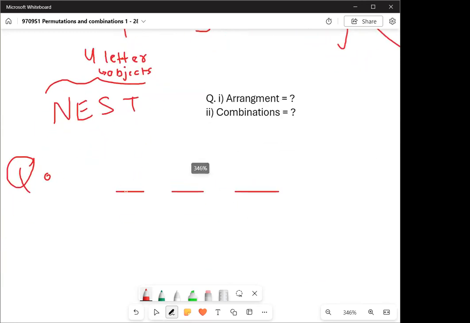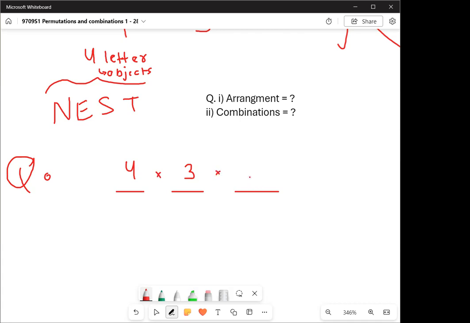So in the first place I can put 4. Any of these 4 can go in the first place, right? Does that make sense? Now, if I already put one, how many are left to go in the second place? 3. Because the first one is gone, I put one. There were 4 options then. Now in the second place, there are only 3 options left.